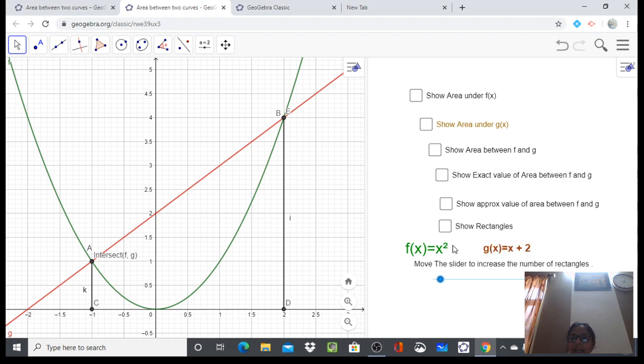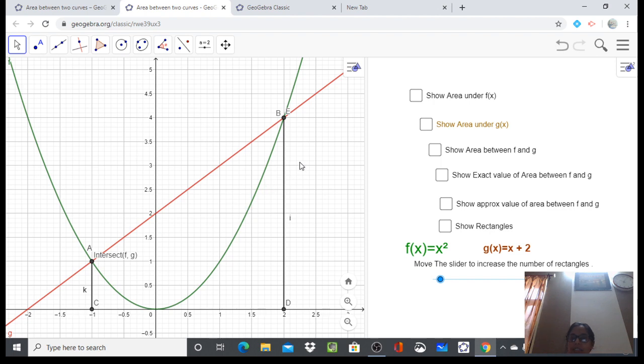This is the straight line and this is the parabola. We can see the region, this is the area between a, b, c, d. This is the region bounded by these two curves also. This is the intersection point a and b.